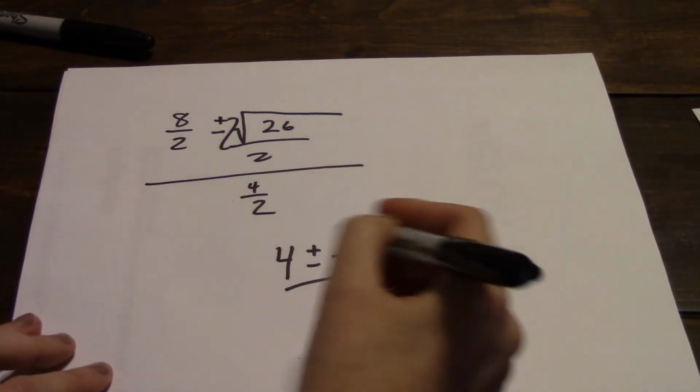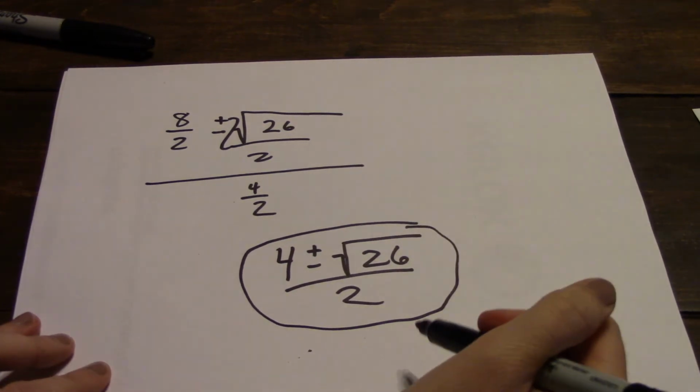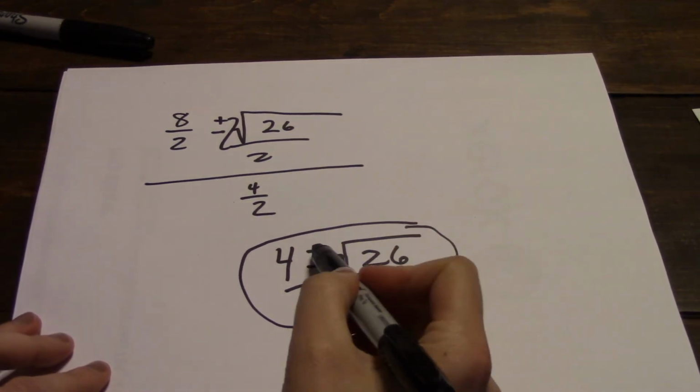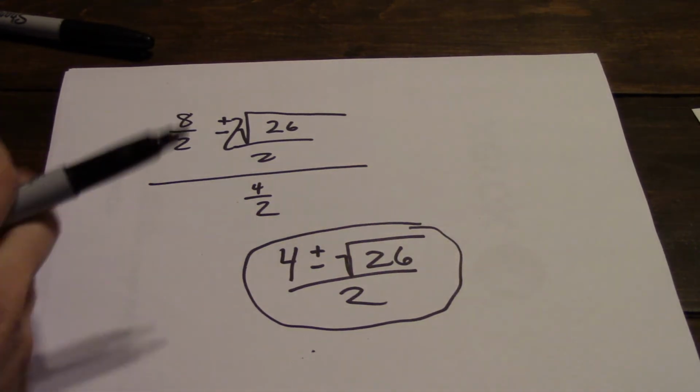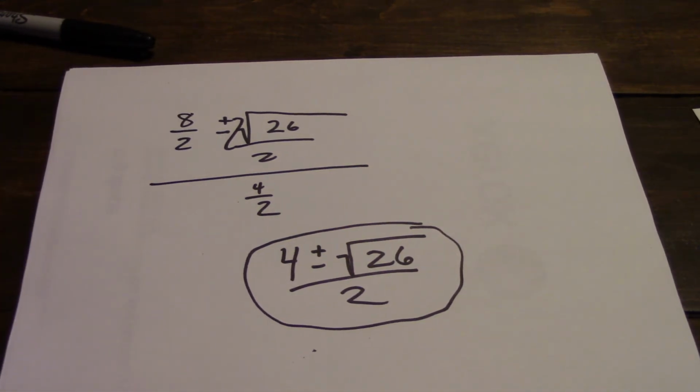And that is your final answers, technically, because we do have this plus or minus, and that means that there are 2 answers. So, yeah, solving a quadratic equation using the quadratic formula.